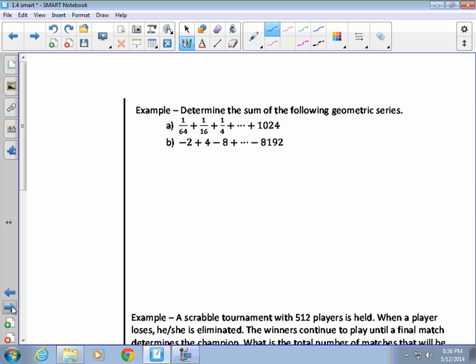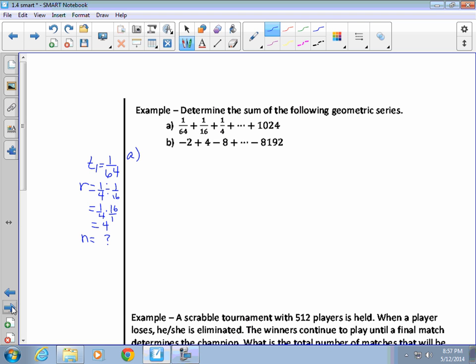Okay, the next example says determine the sum of the following geometric series. So I have 1 over 64 plus 1/16 plus 1/4 plus all the way up to 1024. If I look at this one, my term 1 is equal to 1 over 64. My ratio is equal to 1/4 divided by 1 over 16, so that's the same as 1/4 times 16 over 1, which is equal to 4. I don't know my number of terms.